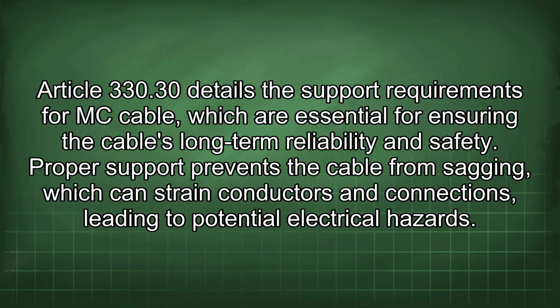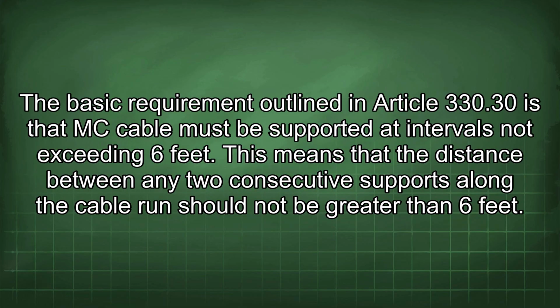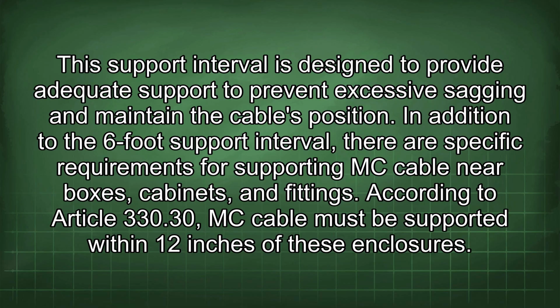Article 330.30 details the support requirements for MC cable, which are essential for ensuring the cable's long-term reliability and safety. Proper support prevents the cable from sagging, which can strain conductors and connections, leading to potential electrical hazards. The basic requirement outlined in Article 330.30 is that MC cable must be supported at intervals not exceeding 6 feet. This means that the distance between any two consecutive supports along the cable run should not be greater than 6 feet. This support interval is designed to provide adequate support to prevent excessive sagging and maintain the cable's position.